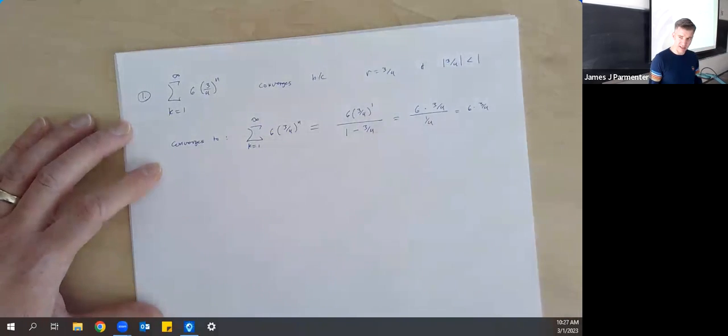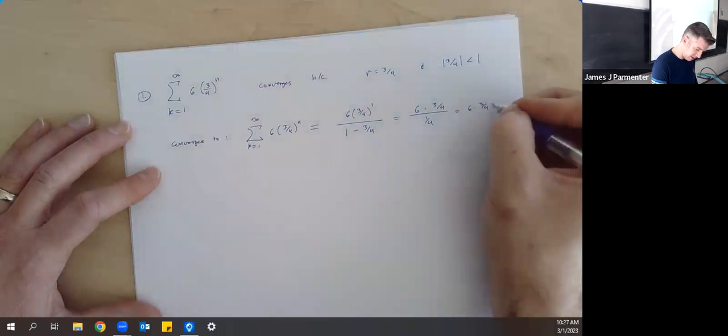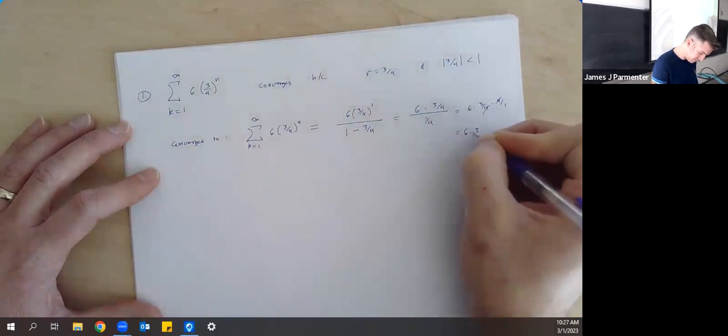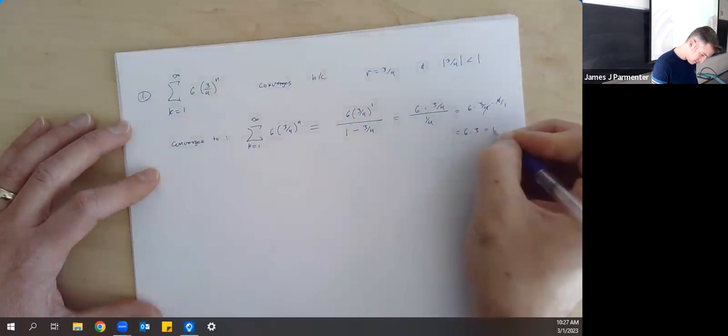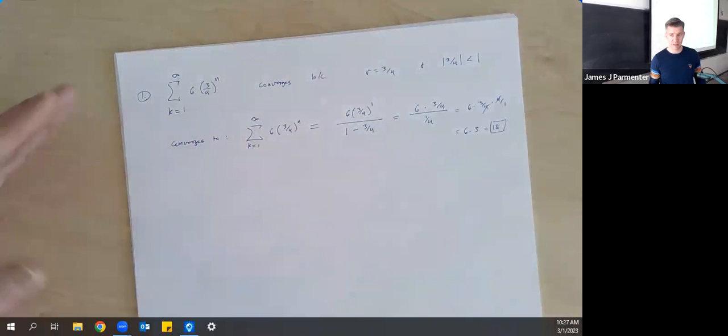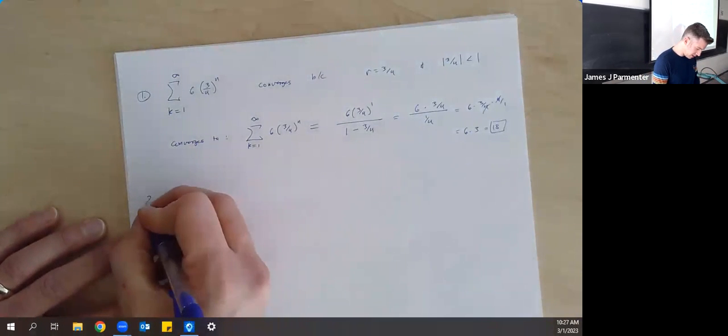I feel like I did this example last time. Maybe I just make up the same examples all the time. Times 4 over 1. The 4's cancel and you get 6 times 3, which is 18. I feel like we had one last time, it was 18. Oh well.